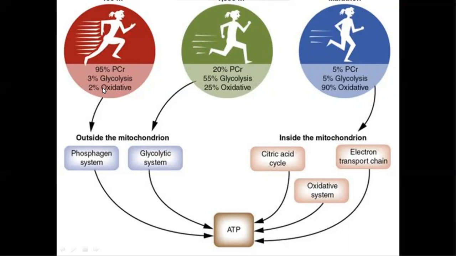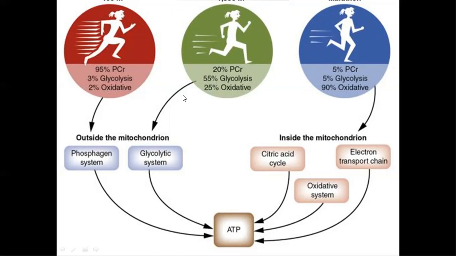In the first system, at the starting point, for 5 to 15 seconds or 100 meters, this system will be activated. At this time, 95% of PCR, phosphocreatine, is used here to release the ATP. Phosphocreatine is a phosphorylated compound which is useful for releasing ATP by the hydrolysis process. This is the starting point, and it exists for about 5 to 15 seconds.